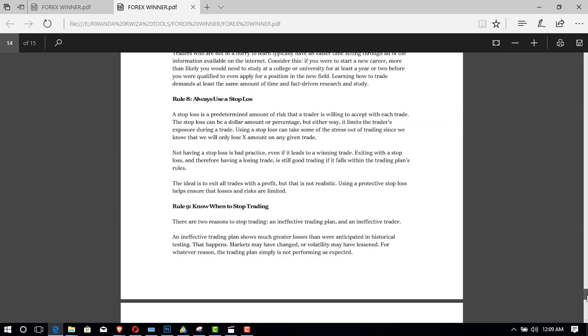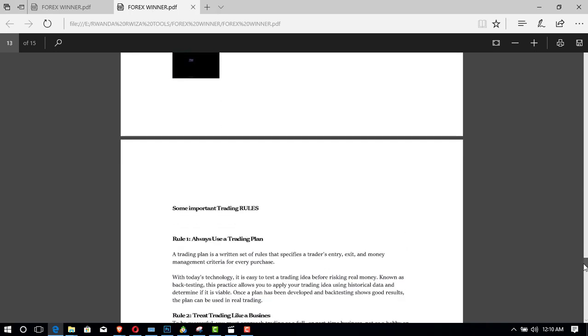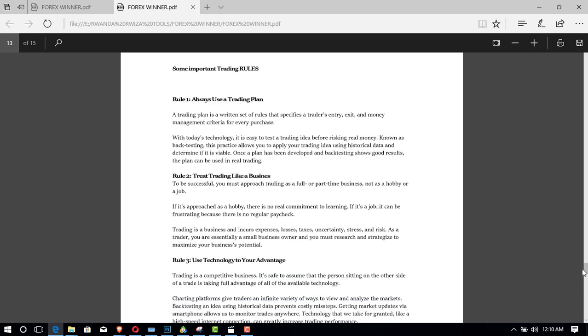Rule number 4: protect your trading capital. Saving enough money to fund a trading account takes a great deal of time and effort. It can be even more difficult if you have to do it twice. Yes, I think you understand that.